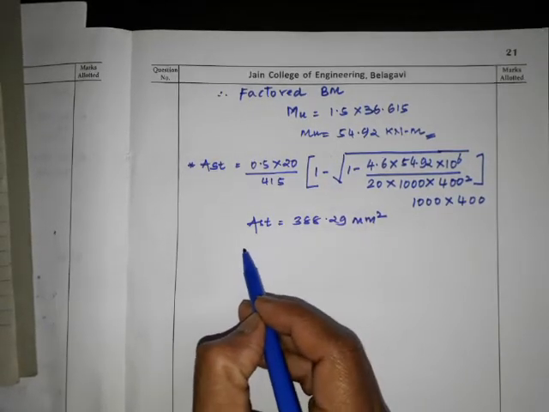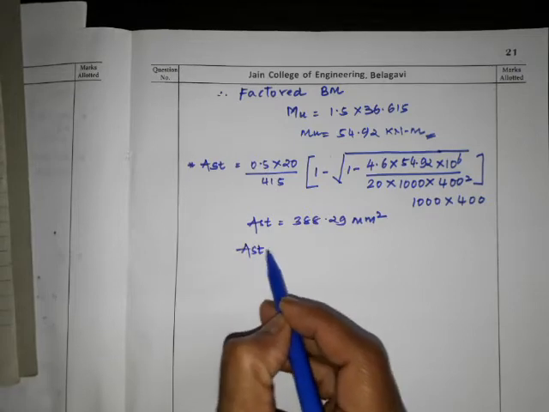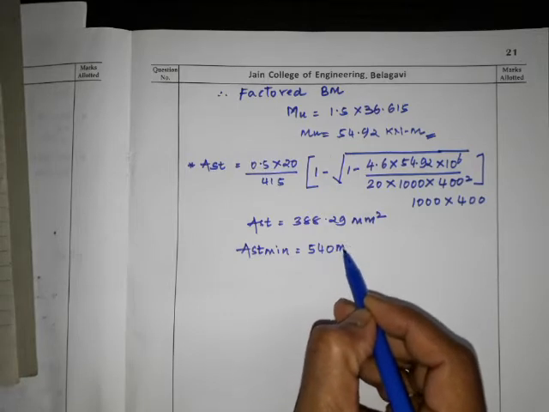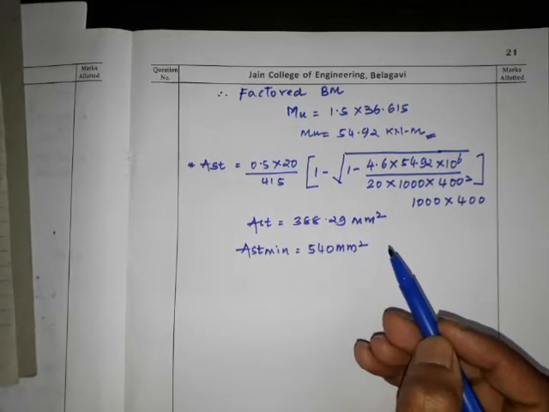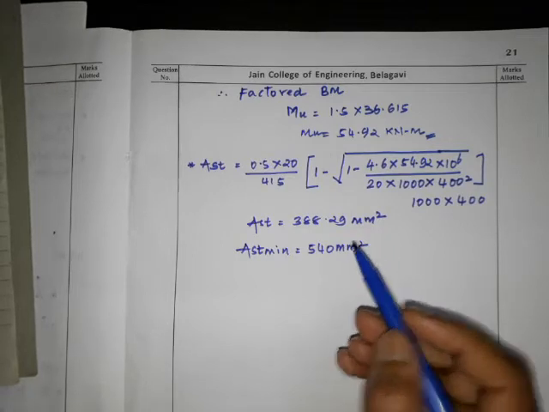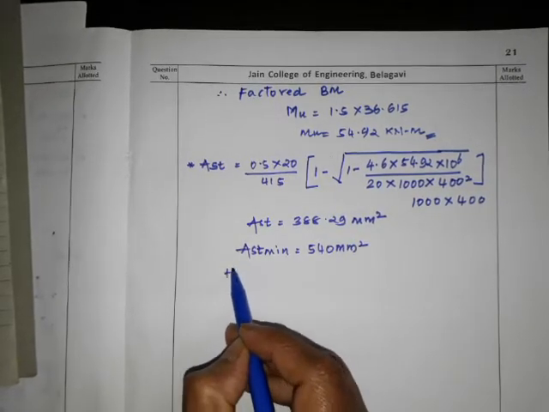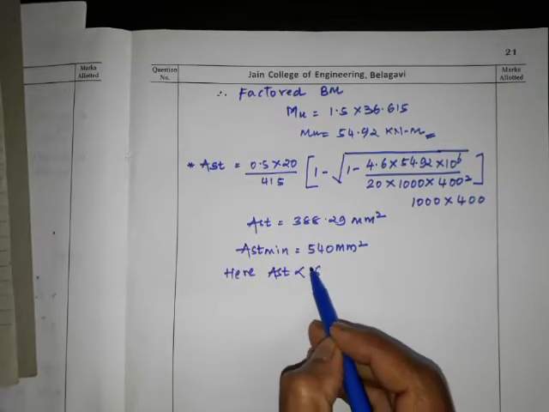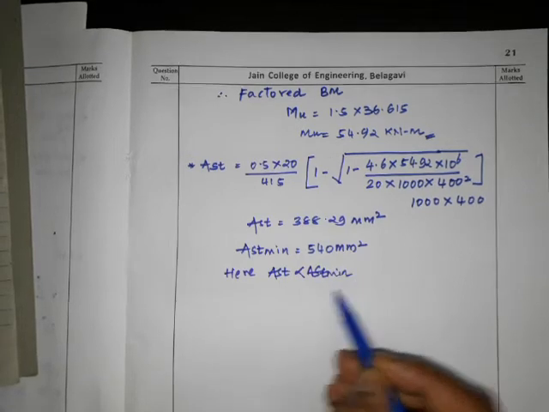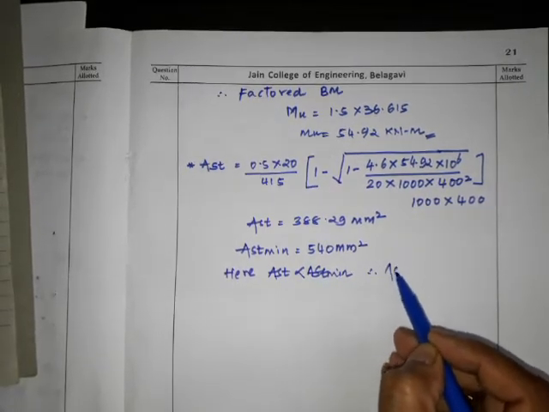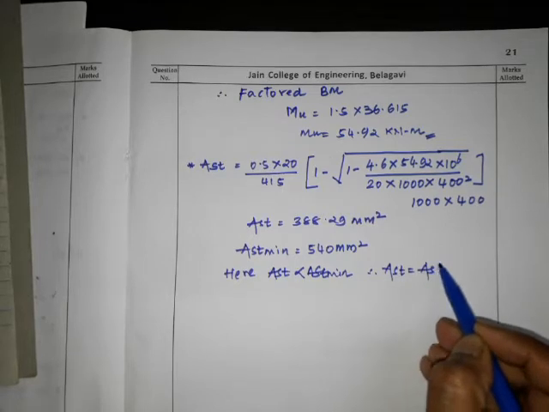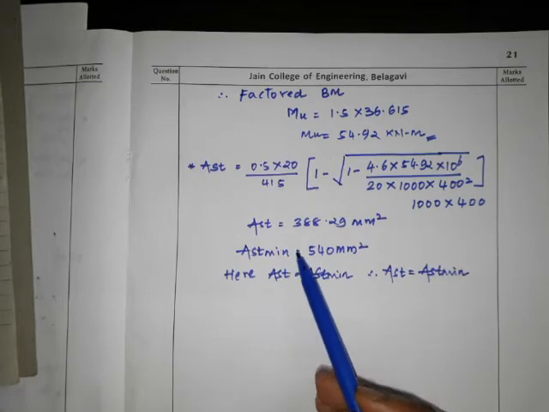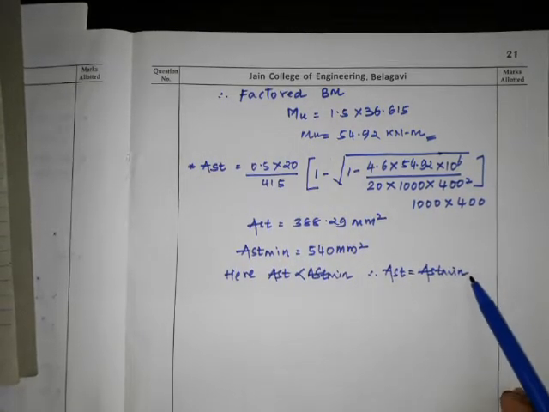So also check for Ast minimum. Ast minimum we have already calculated. It is 540 mm square. Okay. So here Ast is less than Ast minimum. So therefore Ast should be equal to Ast minimum. In no case should Ast be less than Ast minimum. If it is less than Ast minimum, you have to provide Ast equal to Ast minimum.